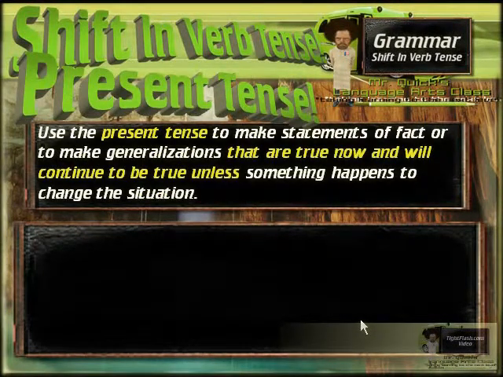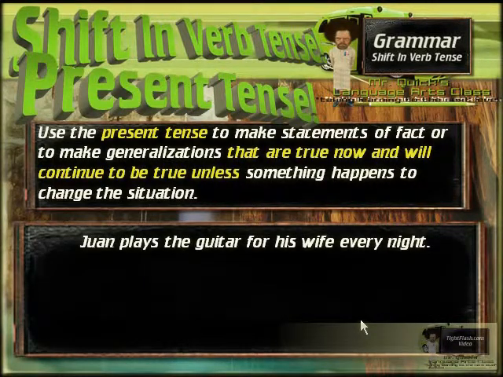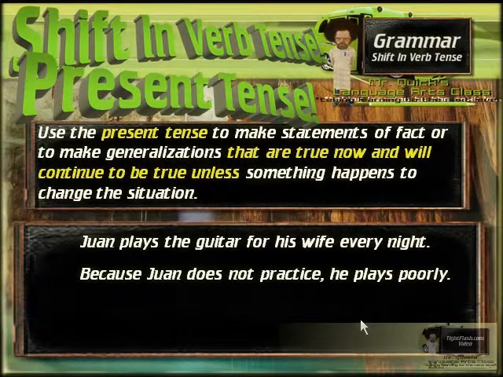Now, use present tense, of course, to make statements of fact, or to make generalizations that are true now and will continue to be true unless something happens to change the situation. So it's true now, and it will continue to be true until something makes it not true. Let's look at an example of what we're saying. Juan plays the guitar for his wife every night. Because Juan does not practice, he plays poorly.